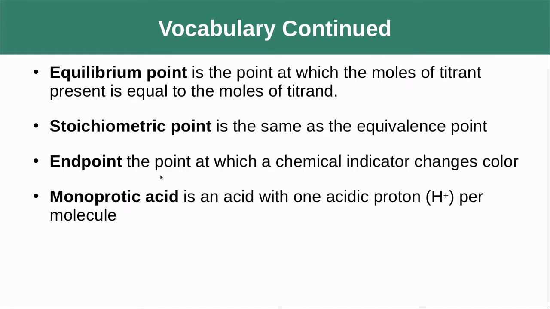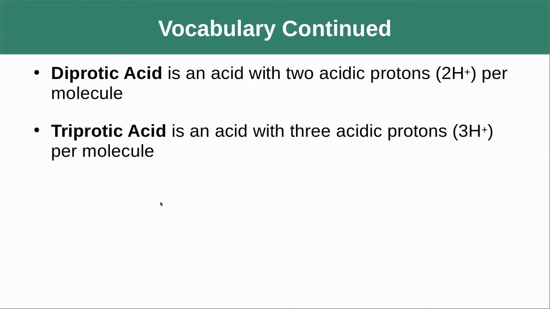The end point is the point at which a chemical indicator changes color. A monoprotic acid is an acid with one acidic proton per molecule. A diprotic acid is an acid with two acidic protons per molecule. And a triprotic acid is an acid with three acidic protons.